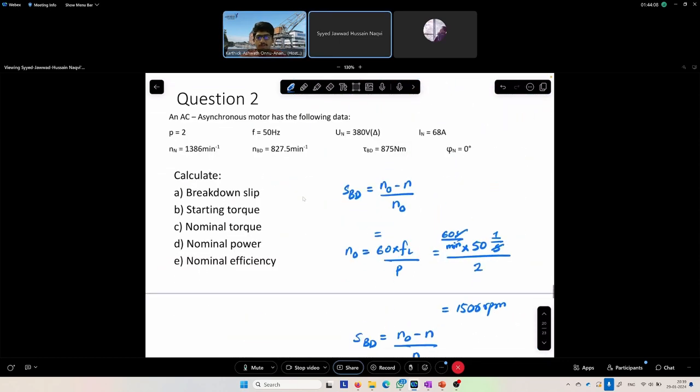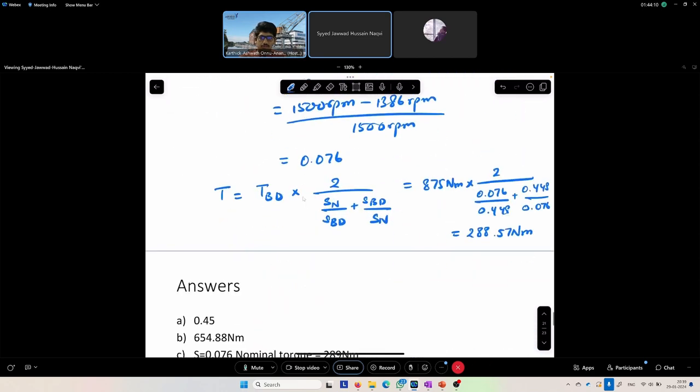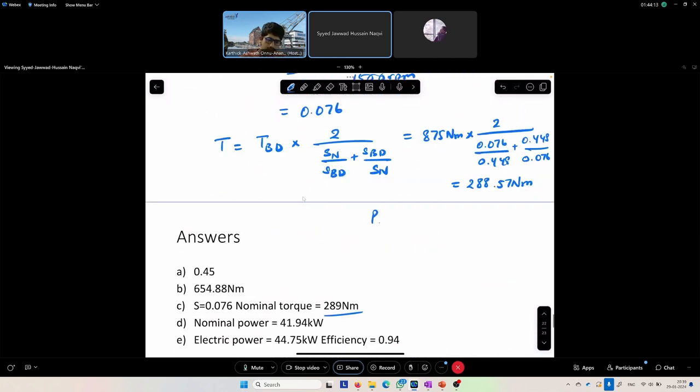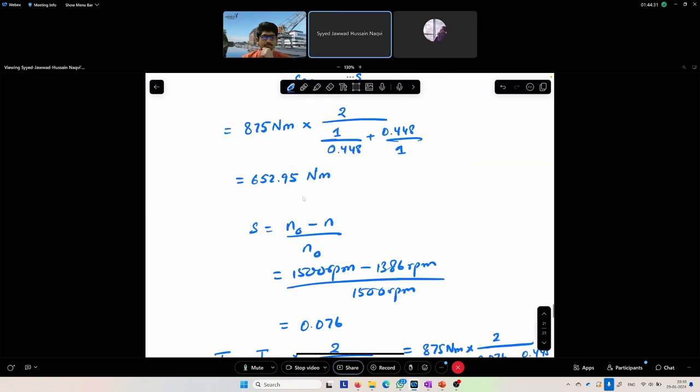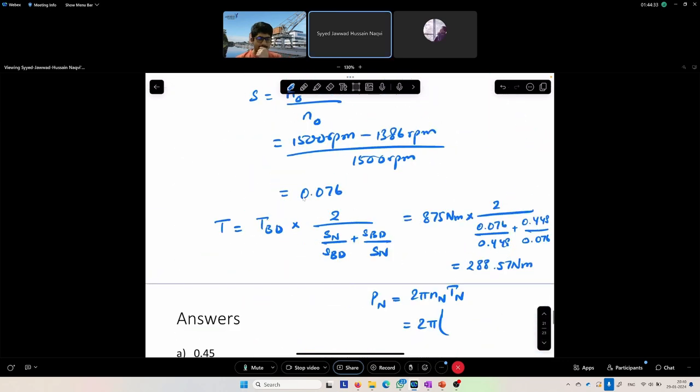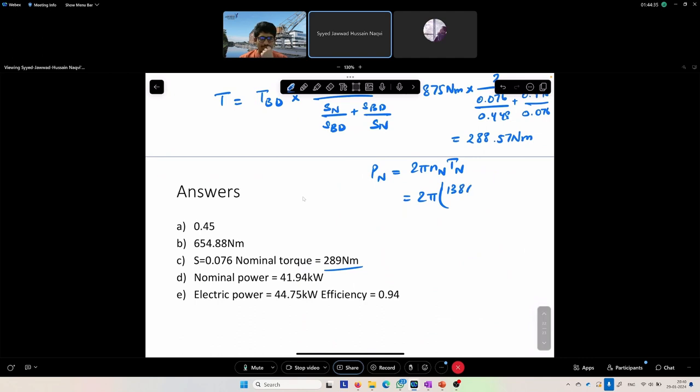Yeah. And nominal power is just first law of drives. Take that from the answer. Nominal efficiency you calculate. Because this is the easy part. Don't have to repeat that. 2 pi n times t. Yeah. Nominal is 1386. Correct.